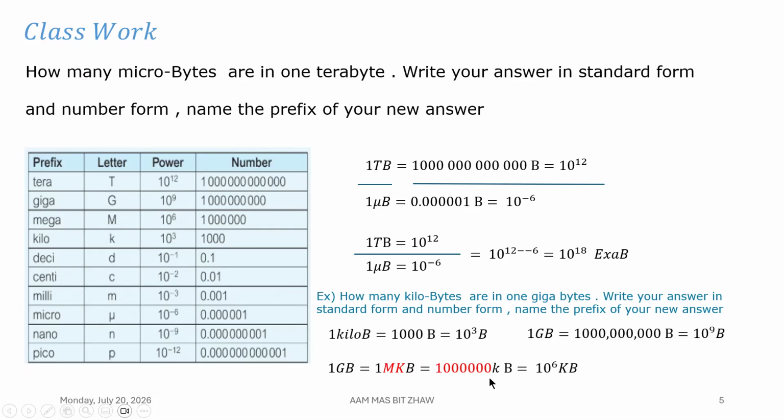1 mega kilobyte, because it is like when you divide 10 to the power 9 by 10 to the power 3, 9 minus 3, it's a division. My 9 minus 3 is 6, so it's 10 to the power 6 kilobytes. So 1 gigabyte has 1 million kilobytes. Or you can say 1 gigabyte has 1 mega kilobyte.